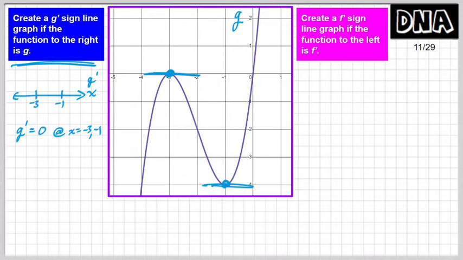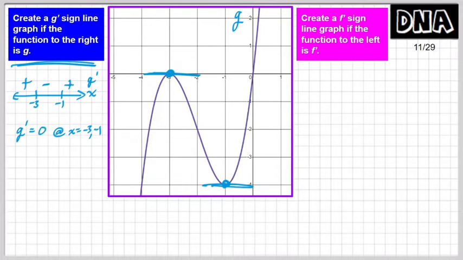Okay, so if we're creating a sign line graph, what you have to do next is decide whether or not G prime is positive or negative in this interval, and then this interval. So let's look at this interval right here. Is the G prime positive or negative right here? It's totally positive. Okay, look at this graph right here. Is the G prime positive or negative here? Negative. It is negative, and then finally positive. Okay, hopefully that makes sense to you.